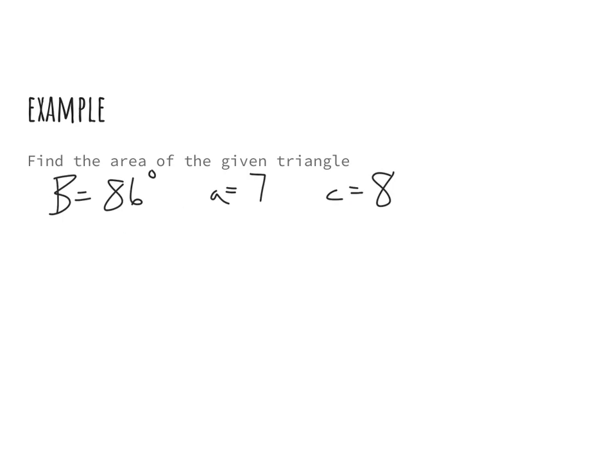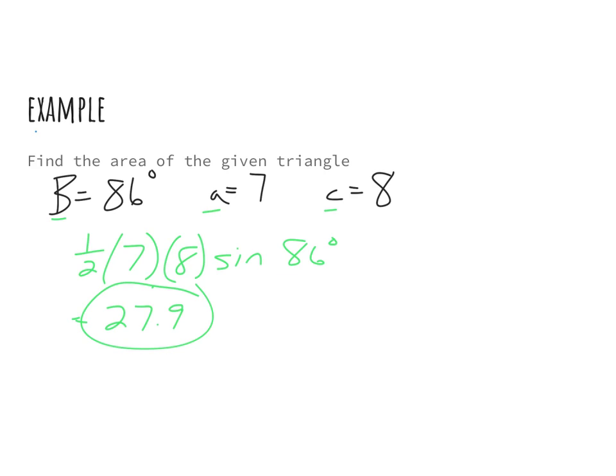Go ahead and pause the video, find this area on your own, and then hit play and see how you did. You should have done 1/2 times 7 times 8 times the sine of 86 degrees. And if you type that in, you'd get an answer of 27.9 for our area.